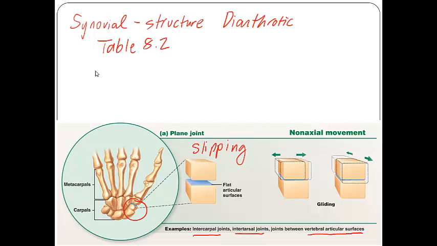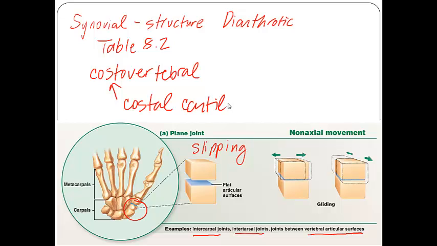There's also another example, which is the costovertebral. And in this example, this would be found between the costal cartilage, which, remember, is a type of hyaline cartilage, as well as the vertebrae. And some of the other examples of planar joints are also going to include the carpometacarpals, which would be found specifically in the digits 2 through 5. So some of the carpometacarpal joints would also be planar.